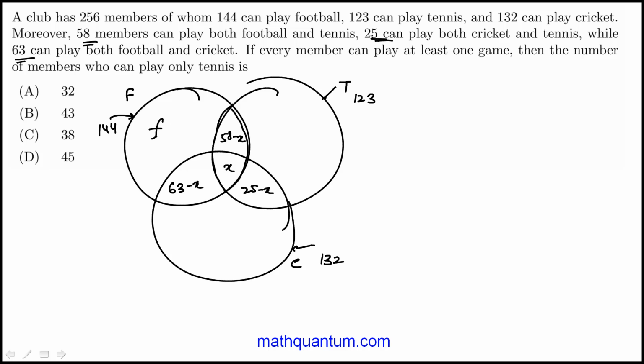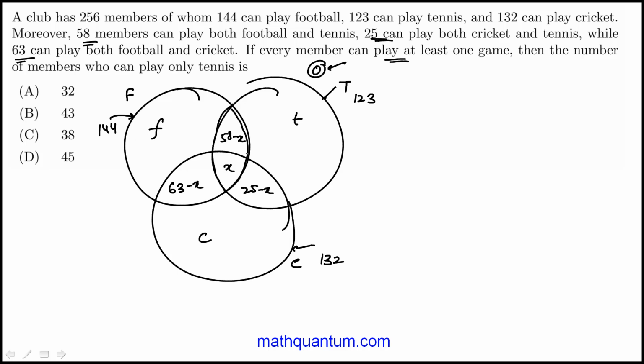Now I'll call this F to be the number of members who can play football only, T to be tennis only, and C to be cricket. First condition is that all these have to add up to 256 because each member can play at least one game. So outside here is 0, meaning there's no member who cannot play any of these three games.